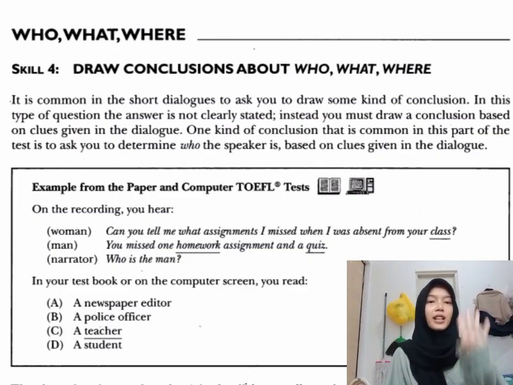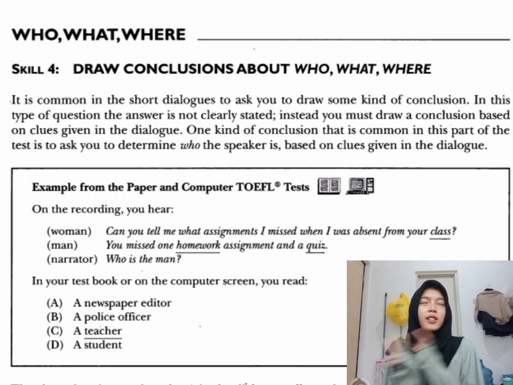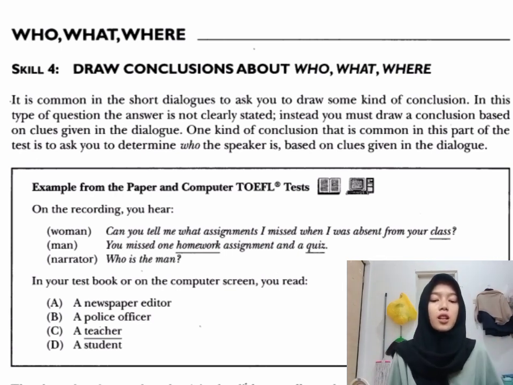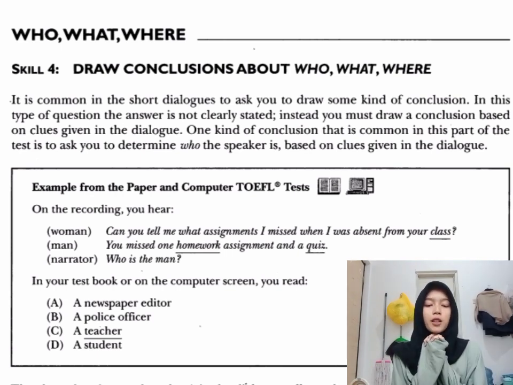And now we can move to skill 4. We have who, what, and where. So draw conclusions about who, what, and where. Yeah guys, who, what, and where are part of the WH questions, but we just learn here about who, what, and where. Who is for the person, what is for something to do, like what just happened, and where is for the place. So the first example, we're going to learn who first.